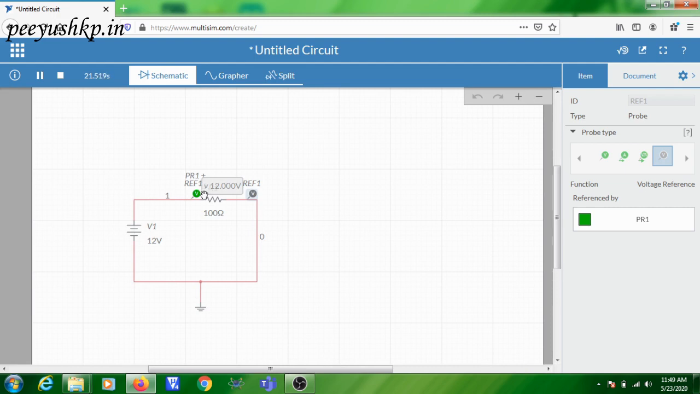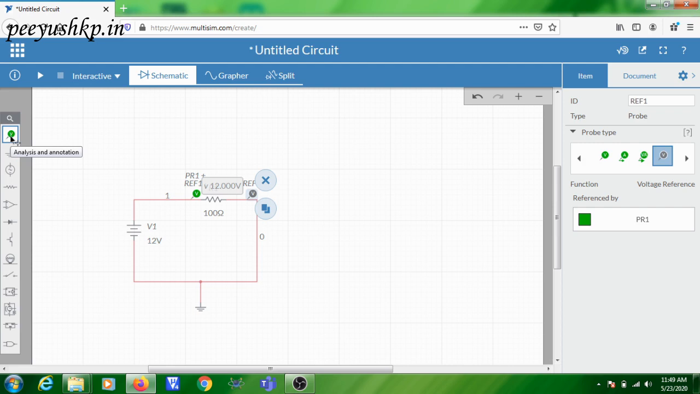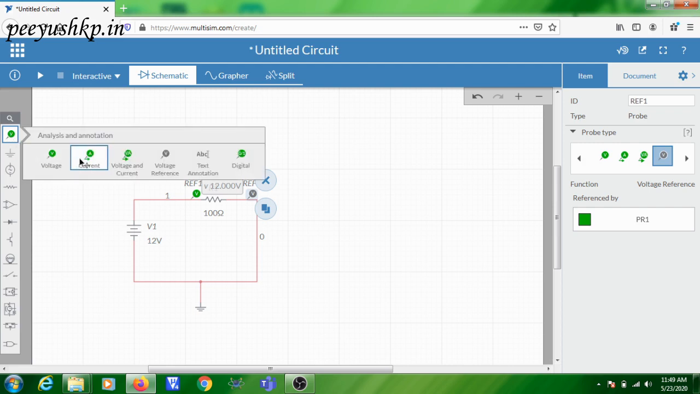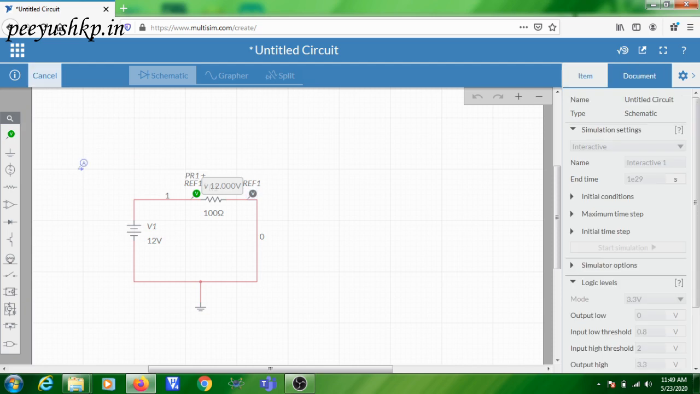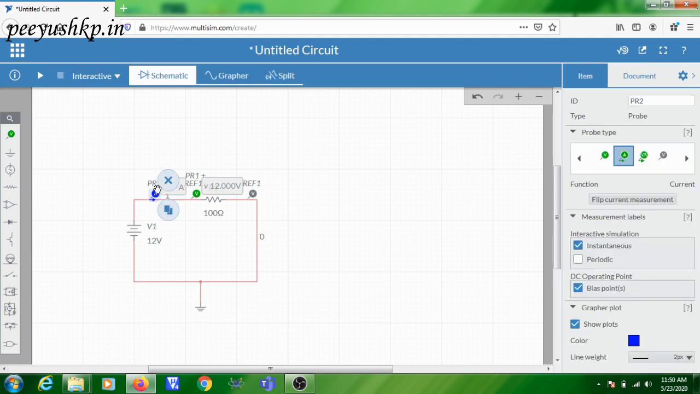Next, one more thing you need to see: the current also. For that, you stop the simulation. You need to add one more probe known as the current probe. Again, click on the analysis and annotation tool and take the current probe. I need to see the current flowing through the resistance. You can keep the probe here because you have only one loop, so the current flowing in this loop will be the same. I am keeping the current probe here. Click there once. So the current probe and voltage probe are attached.